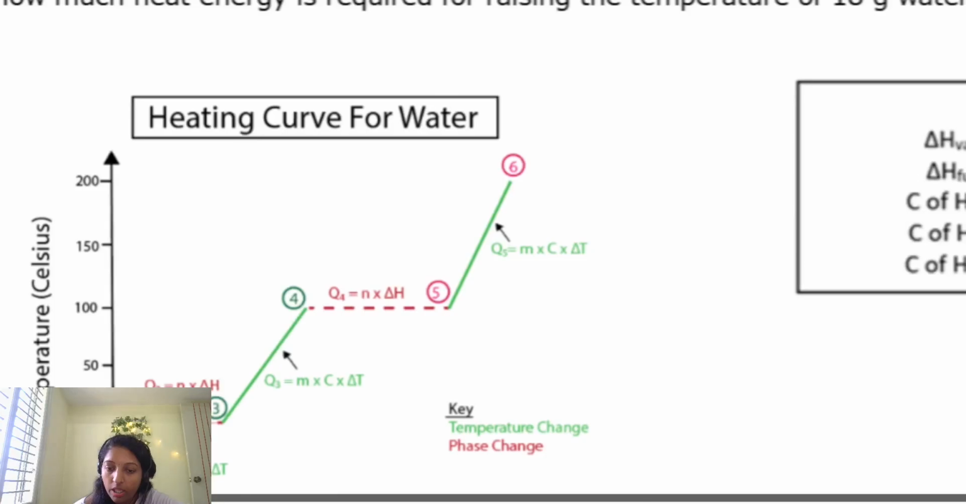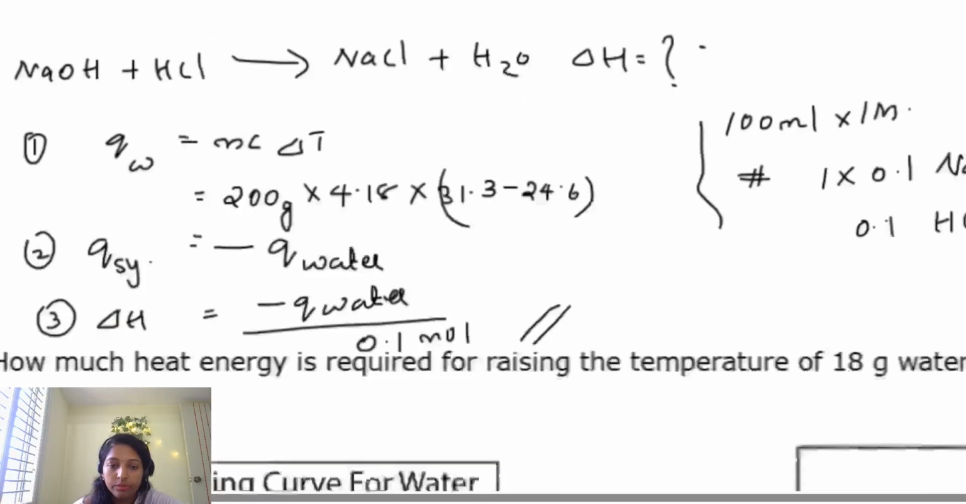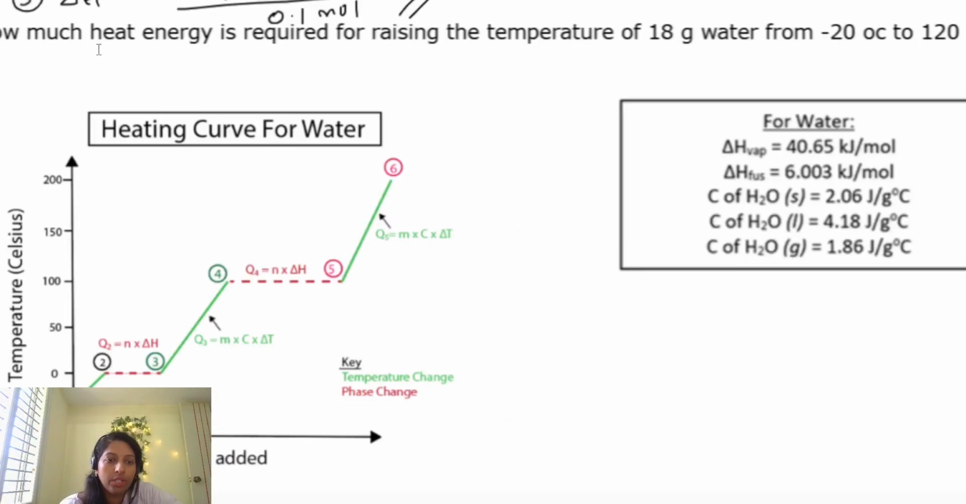Now, the next is heating up. Now you can see the question. How much heat energy is required for raising the temperature of 80 gram water from minus 20 to 120? So here can we do Q is equal to MC delta T, like mass is 80 grams, specific heat capacity is 4.184, and delta T is final temperature 120 minus initial temperature minus 20? Can we do it like this?